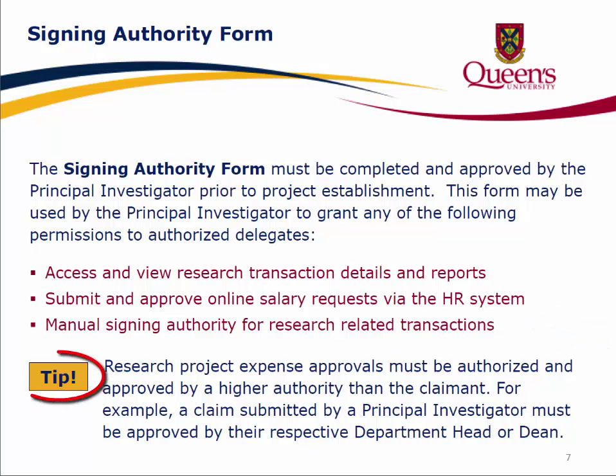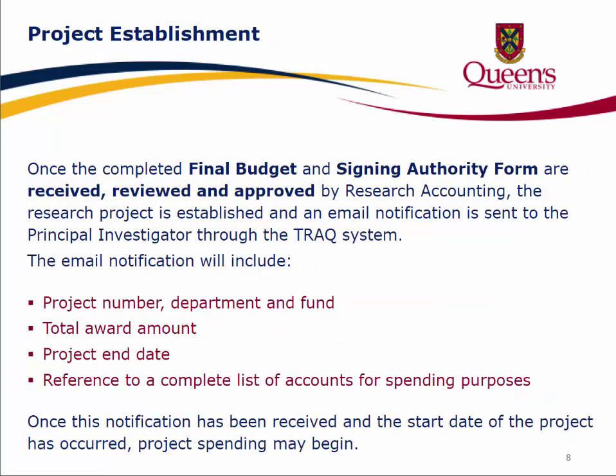It is important to remember that expenses must be approved by a higher level than the claimant. For example, an expense claim submitted by a principal investigator must be approved by their respective department head or dean. Once research accounting receives the completed final budget and signing authority forms, the research project will be established. An email notification is then sent to the principal investigator through the TRAC system.